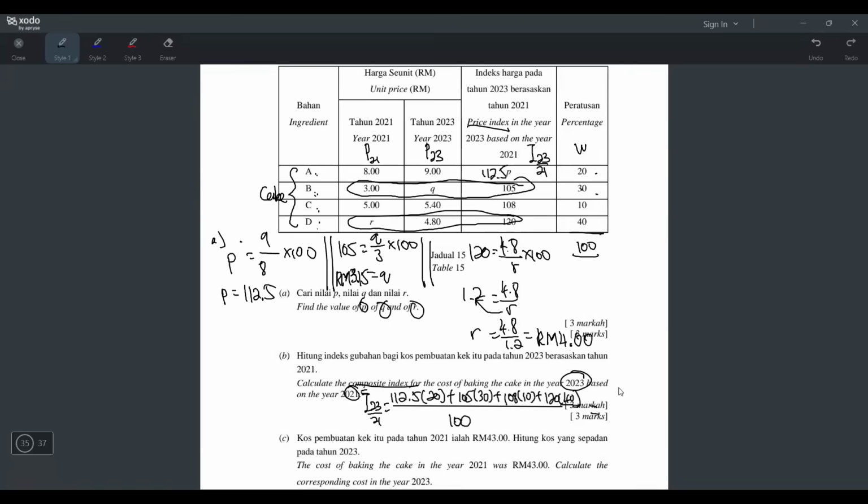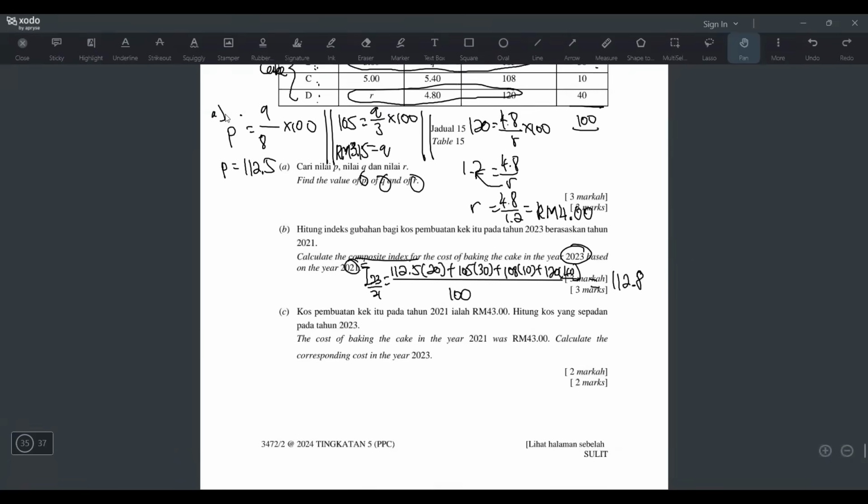Okay, so let's press 112.5 times 20 plus 105 times 30 plus 108 times 10 plus 120 times 40. Okay, answer divide 100, 112.8. So this is the composite index. Composite index has no other unit. So this is the answer. Okay, so that's it.